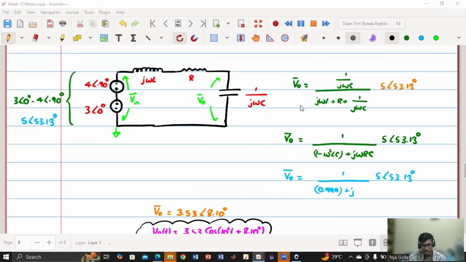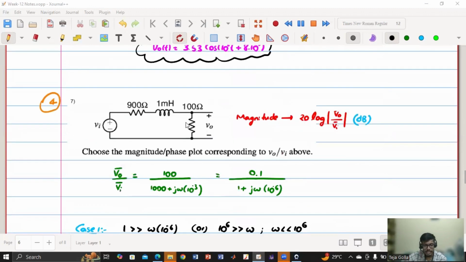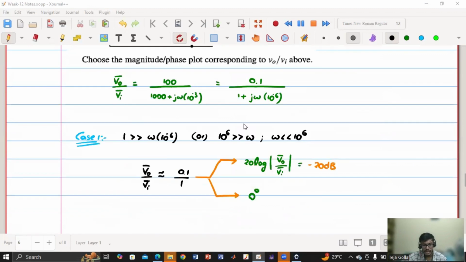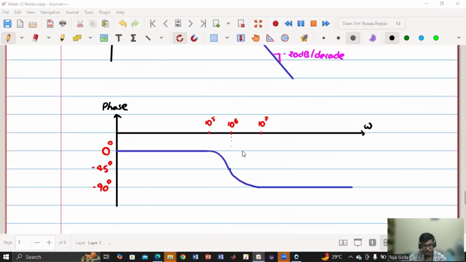And then again the same. We are finding the V0 phasor and from there we are getting V0 output. In this question, they have asked Bode plot. So first we got V0 by Vi expression. Then we have considered three cases. And then from the three cases, we have drawn the gain plot as well as the phasor plot.